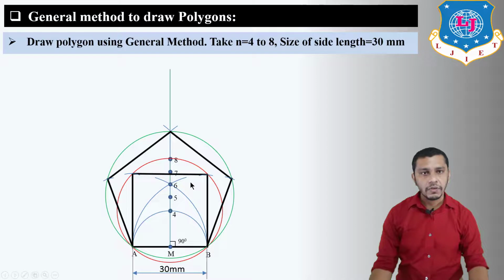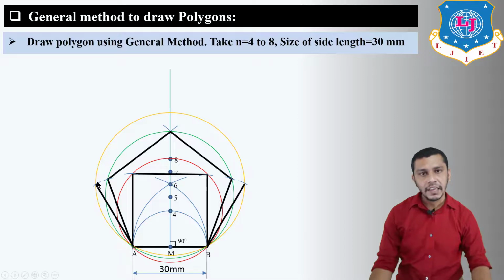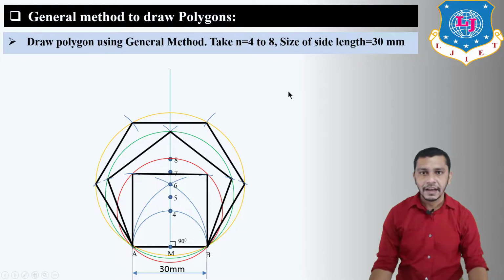Now, if you want to draw the hexagon, the method will remain the same, but we have to change the center. So take the center as 6, radius equal to 6 to A or 6 to B, and draw the circle. After drawing the circle, give arcs of length equal to 30 mm, or the side length AB. So measure AB, which is 30 mm, give first arc from A, 1, second arc from B, 2, connect these 2 points, and from these 2 points again give an arc on the circle having length equal to 30 mm, 1, 2, connect these 2 points, and you will get the hexagon.